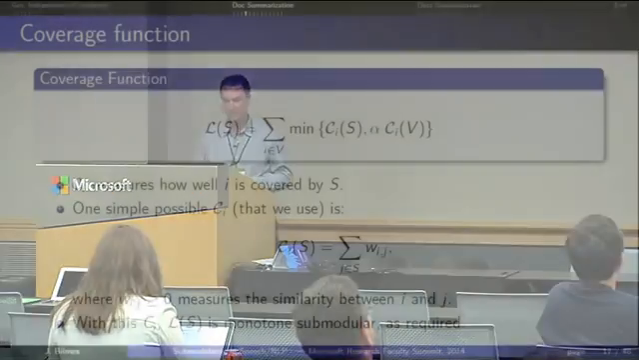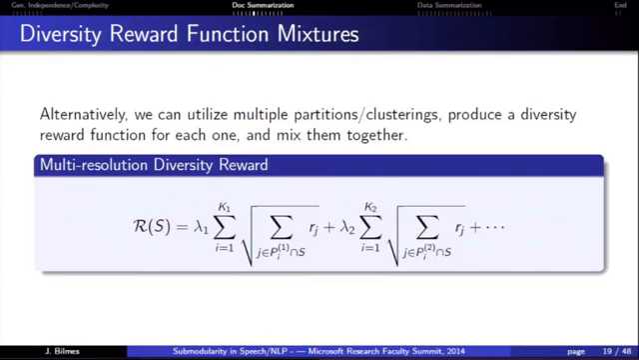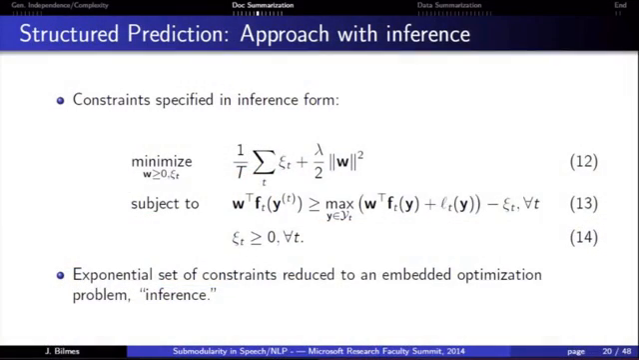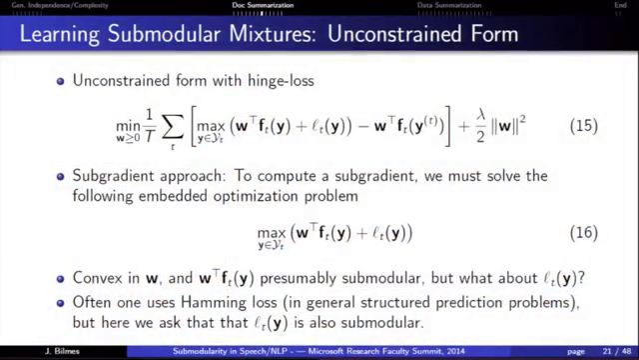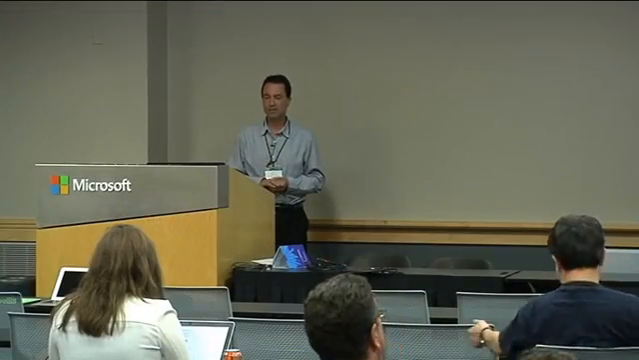So we then proceeded to define a class of submodular functions. These are just different submodular functions that we used, including various mixtures. And we also learned mixtures of submodular functions in a max margin framework, the details of which I can't go over because we don't have time. And we evaluated it on a number of different standard document summarization corpora provided by NIST. These are the document understanding conference corpora, DUC corpora. And there's 4 of these corpora. And we used Rouge, which is that measure that I had mentioned before, as an evaluation strategy.